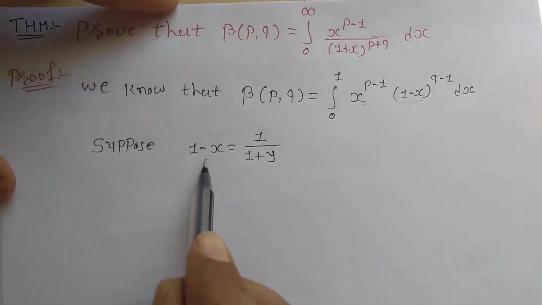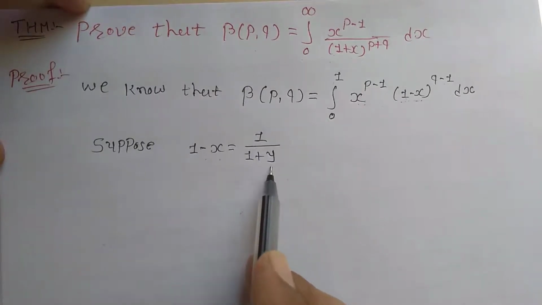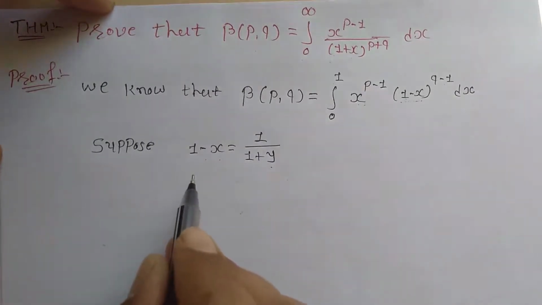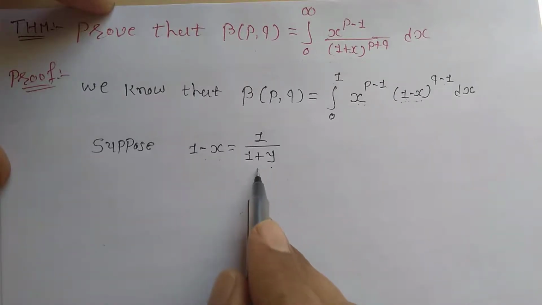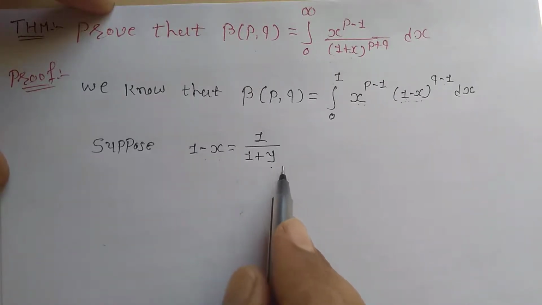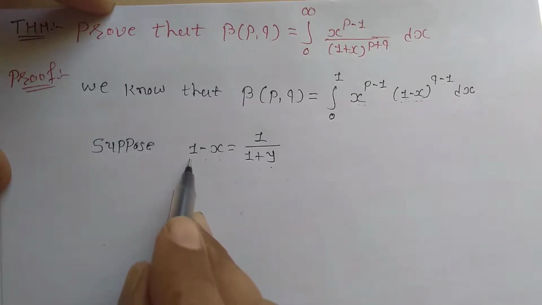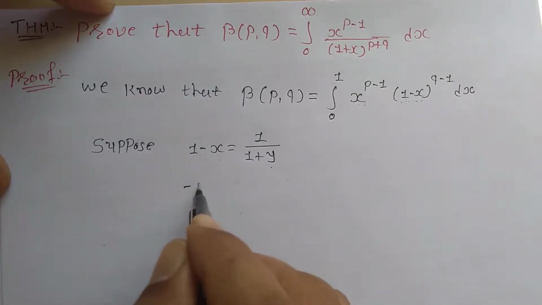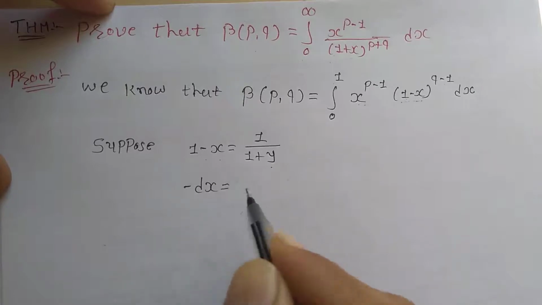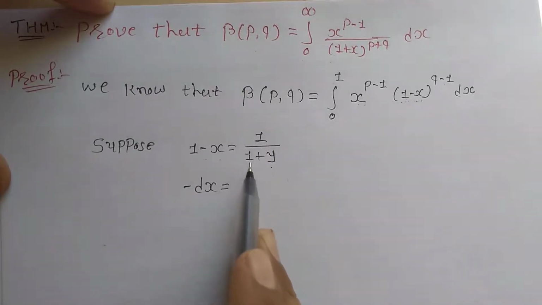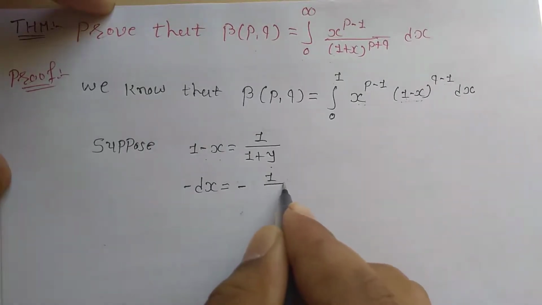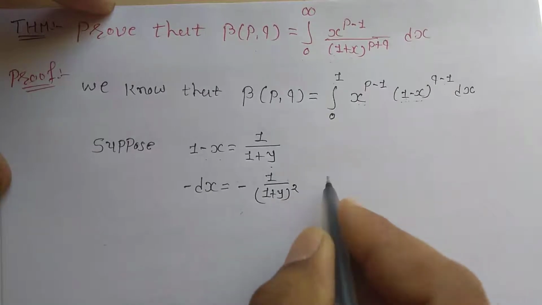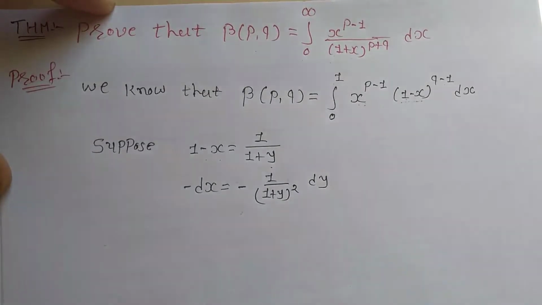Suppose 1 minus x equal to 1 upon 1 plus y. Take differentiation on the left hand side with respect to x, and on the right hand side with respect to y. Differentiation of 1 minus x is minus dx, equal to differentiation of 1 upon 1 plus y, which is minus 1 upon 1 plus y square into dy.